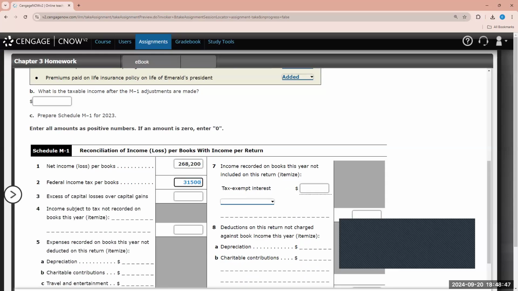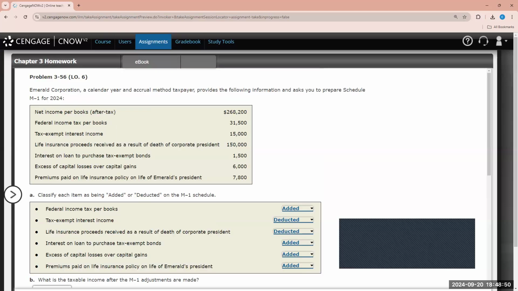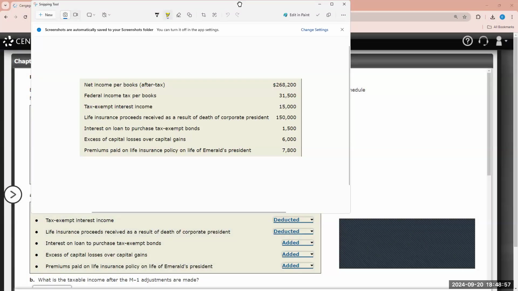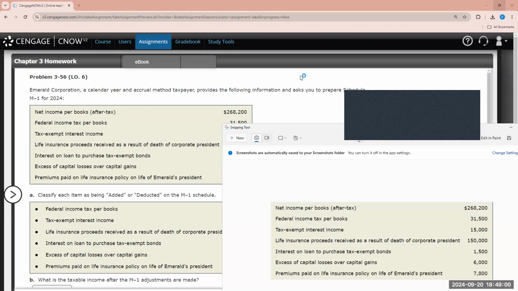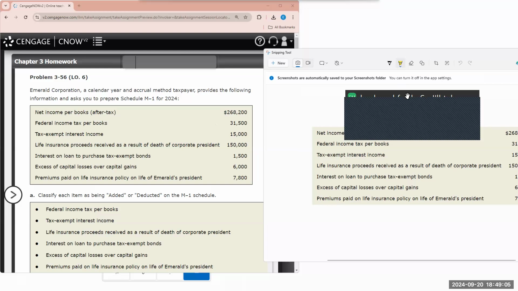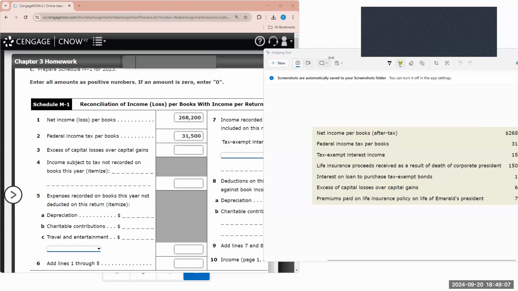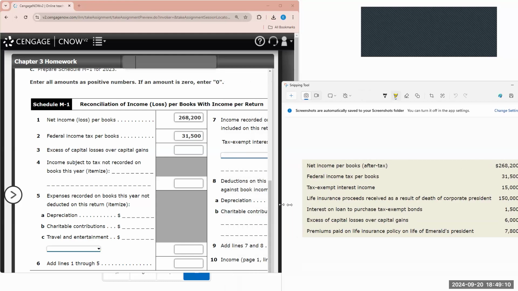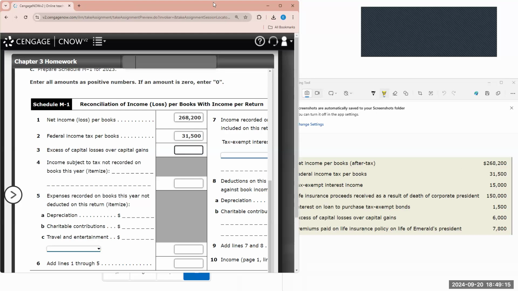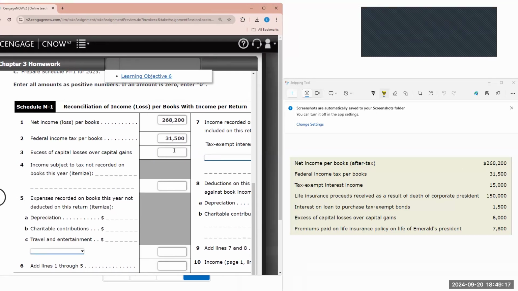I'm actually going to take a screenshot of this so that we can put them side by side and don't have to keep going back and forth. So I'll take a screenshot. We'll bring this down, make it a bit more visible. All right, we'll start to scroll down and shift this a bit. Here we see the excess of capital loss over capital gains, and the amount here is $6,000. It's already calculated for us.